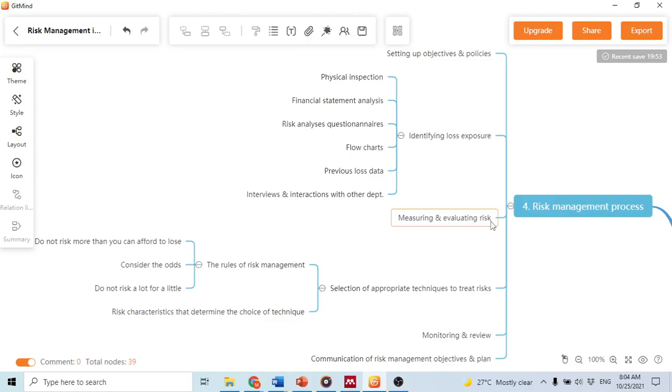Risk frequency refers to the number of times a loss producing event will occur during a given time period. So risk severity refers to the amount of loss in money terms arising from a loss producing event.